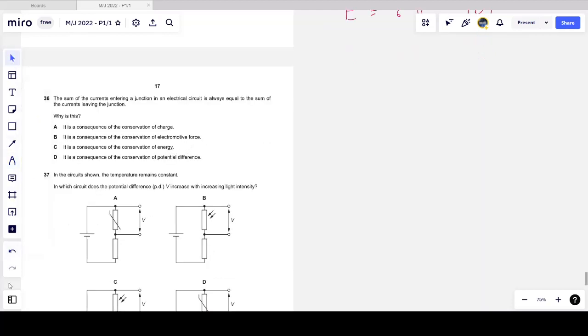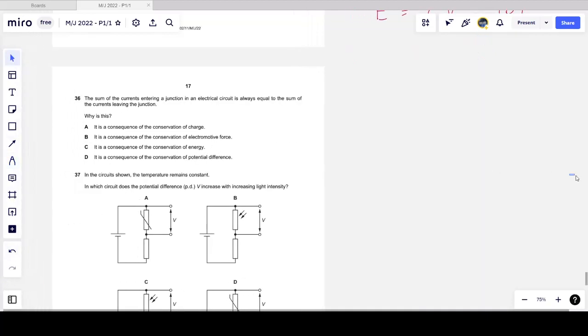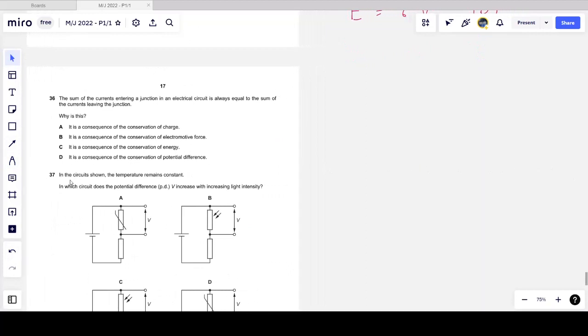Okay, question 36 tells us that the sum of currents entering a junction in an electrical circuit is always equal to the sum of currents leaving the junction. We want to know why this is. Well, there's a very specific reason, and this is actually a law.